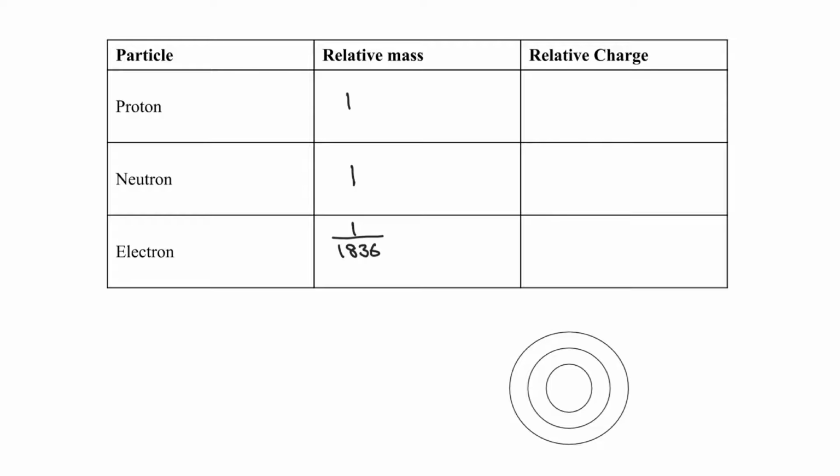Now relative charges, protons and electrons have got opposite charges. So a proton's got a relative charge of +1, an electron's got a relative charge of -1, and a neutron has got a relative charge of 0. Now atoms never have a charge themselves, and the reason for that is that the number of protons and electrons in an atom is always exactly the same.